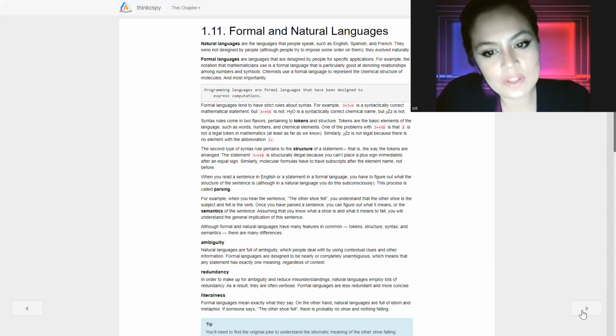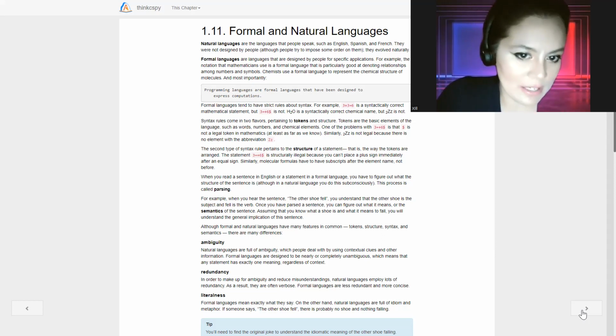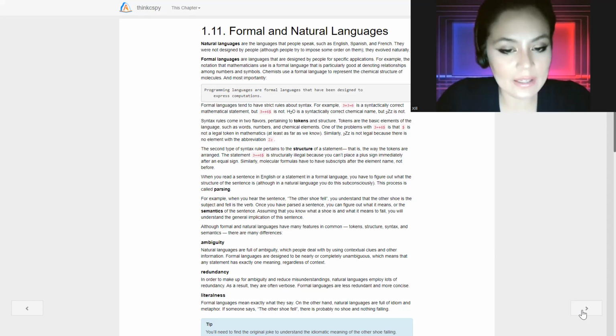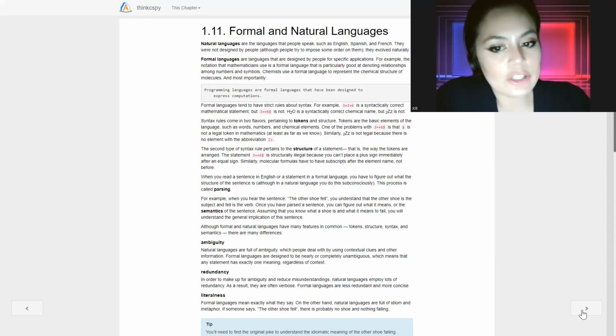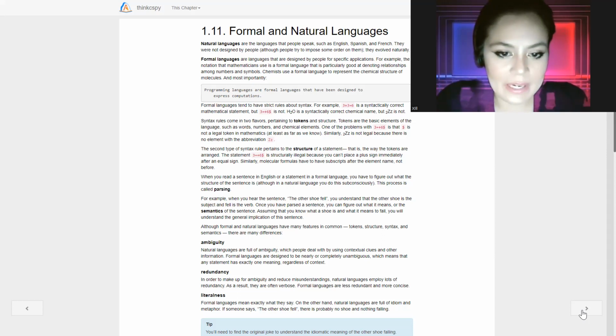Similarly, the subscript 2, capital Z, lowercase z, is not legal because there's no element for the abbreviation Zz. The second type of syntax rule pertains to the structure of a statement, that is, the way the tokens are arranged. The statement 3=+6$ is structurally illegal because you can't place a plus sign immediately after an equal sign. Similarly, molecular formulas have to have subscripts after the element name, not before.